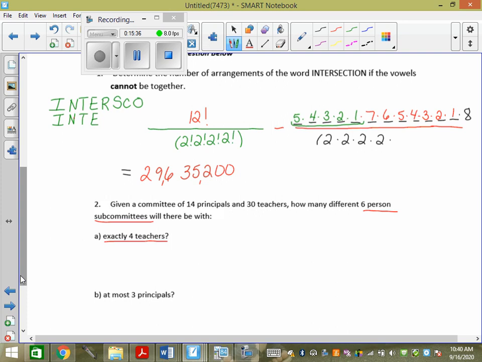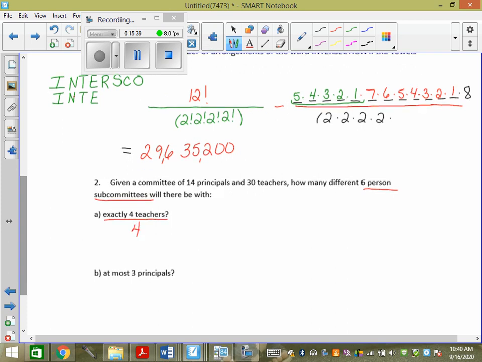It's a combination. So I'm going to go 4 teachers, but what do I have to remember to add? And 2 principals, because I need a 6-person committee. Every single time, that's the key thing you have to look for: how many people you need on the committee first off, and then go to the question, because you might have to supplement to make sure you have 6. So here we're going to go 30C4 and 14C2. Why am I multiplying? Because I need 4 and 2 to make the 6, not 4 or 2. So what do we get for an answer?